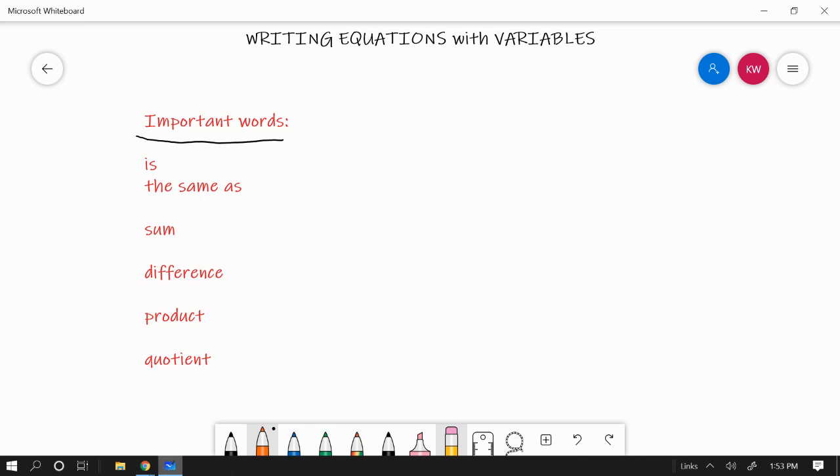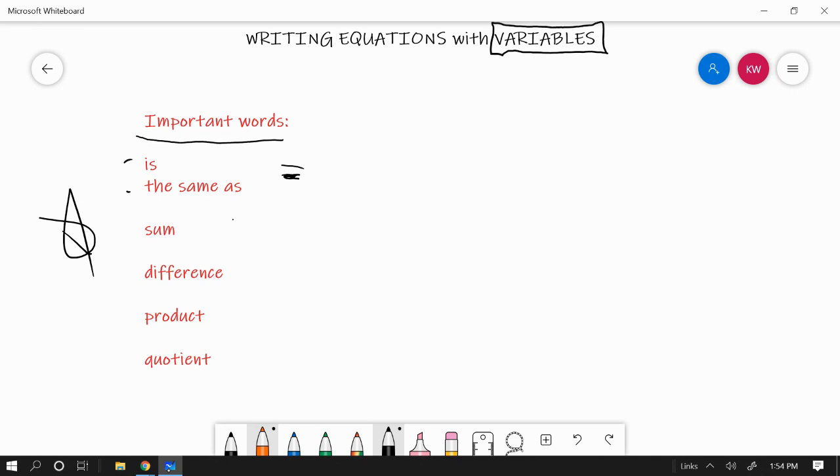For your next portion in math, writing equations using variables, and remember variables are using letters and numbers in our equations, we're going to want to know the definition of these words over here. Okay, so if in a sentence you see the words "is" or "the same as," that should take the place of the equal sign. And we'll see an example of this in a moment.